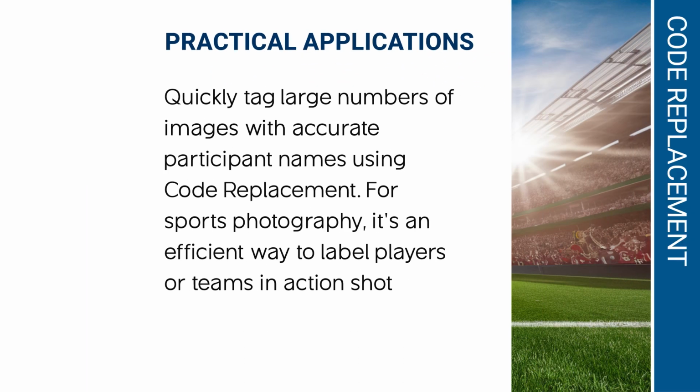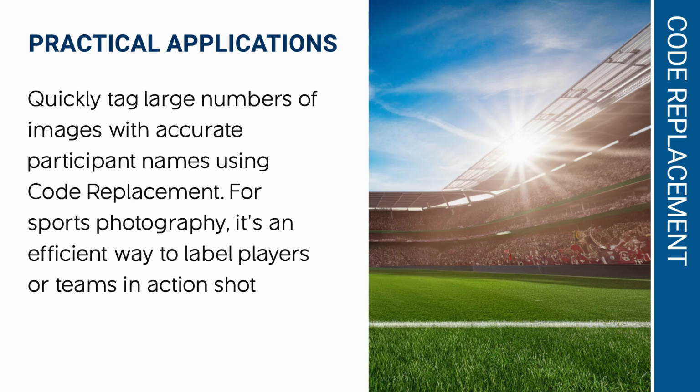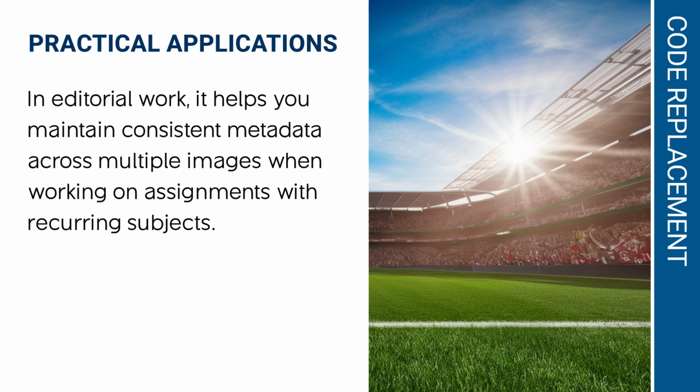Practical applications. This method is incredibly useful in several scenarios. If you're doing event photography, you can quickly tag large numbers of images with accurate participant names using code replacement. For sports photography, it's an efficient way to label players or teams in action shots, using shorthand codes for player numbers or team names. In editorial work, it helps you maintain consistent metadata across multiple images when working on assignments with recurring subjects.